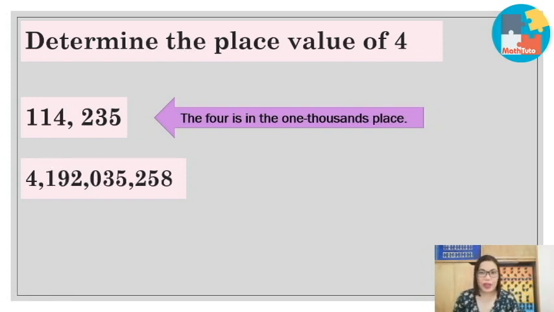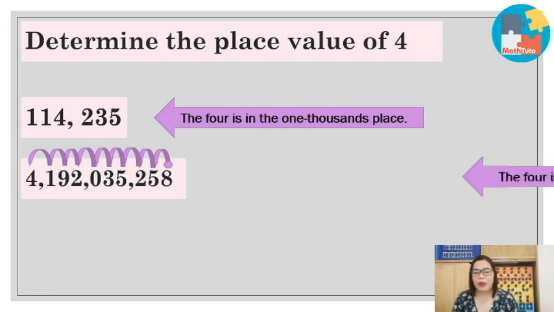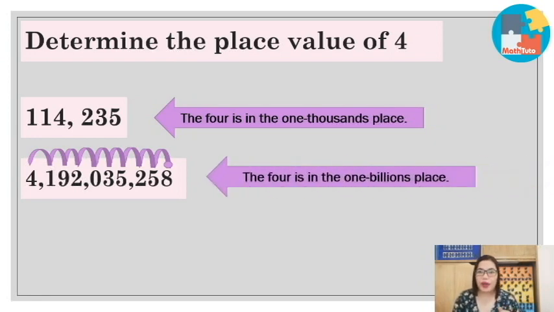Okay? So how about 4,192,035,258? Again, we start with the rightmost. Ones, tens, hundreds, 1,000s, 10,000s, 100,000s, 1 millions, 10 millions, 100 millions, and 1 billion. Therefore, 4 is in the 1 billions place. Okay, so you try this one.